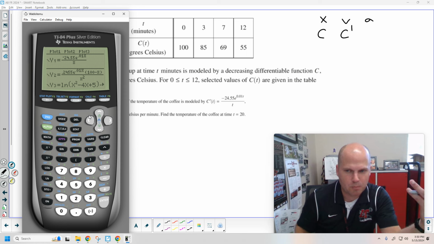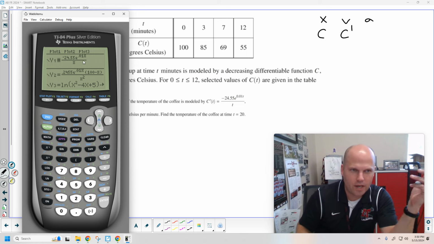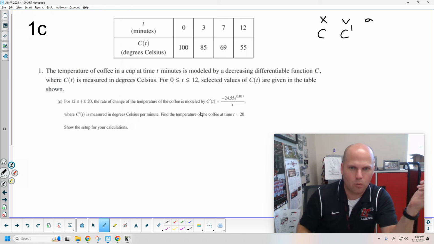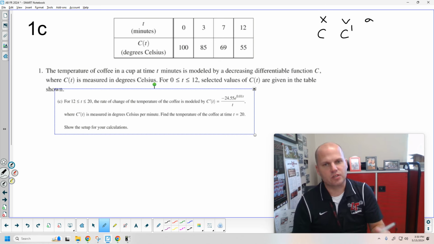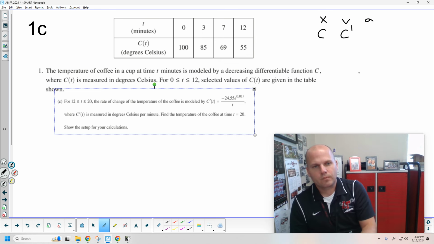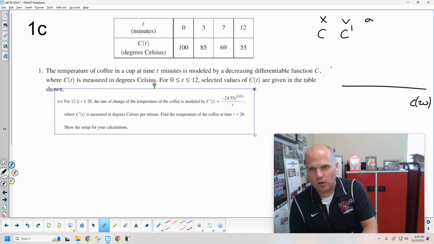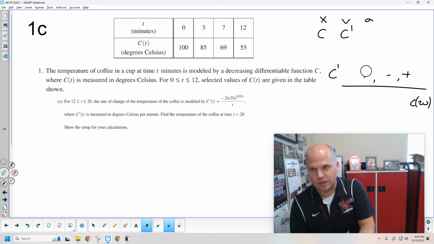But the most important part of this is understanding what this Y1 is giving you. And you've got to think to yourself, well, I want to know the temperature of my coffee at time 20. I know that C prime, whatever the signs may be, I could look at it, but let's say it was only positive.